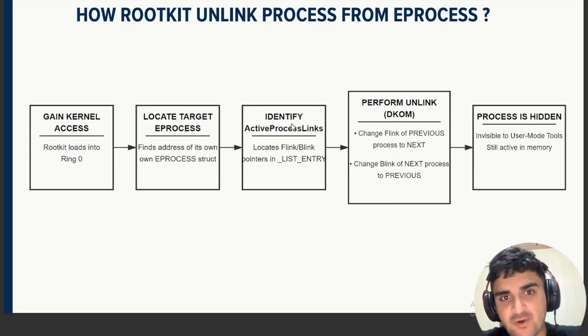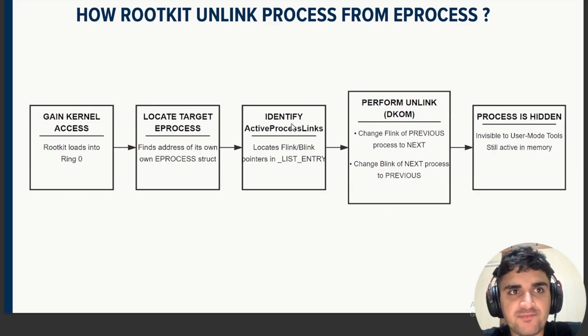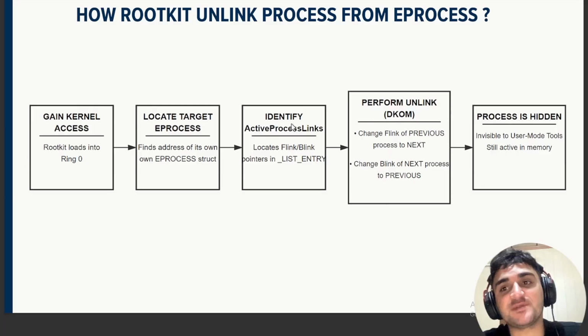Then it locates the forward link and backward link pointers in the list entry from the EPROCESS structure. One of the important questions is how the rootkit performs DKOM, the direct kernel object manipulation technique. It simply changes the values of Flink and Blink to remain undetectable. In technical terms, it changes the Flink of the previous process to the next, and the Blink of the next process to the previous. Finally, the process is hidden, invisible to user mode tools, and still active in memory.